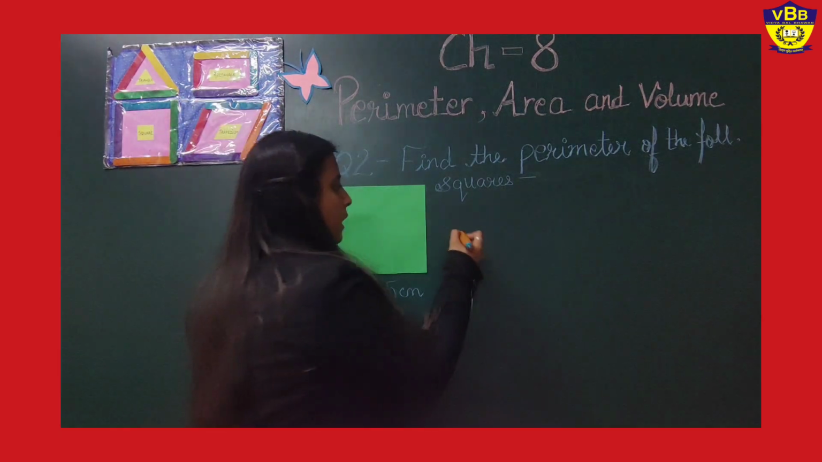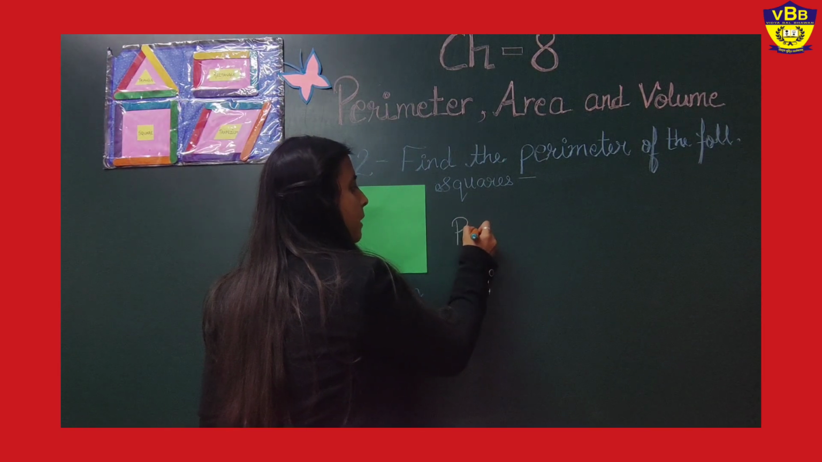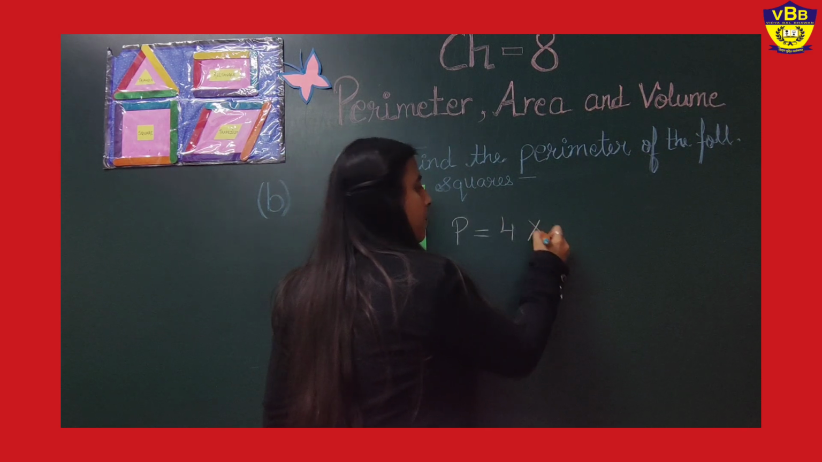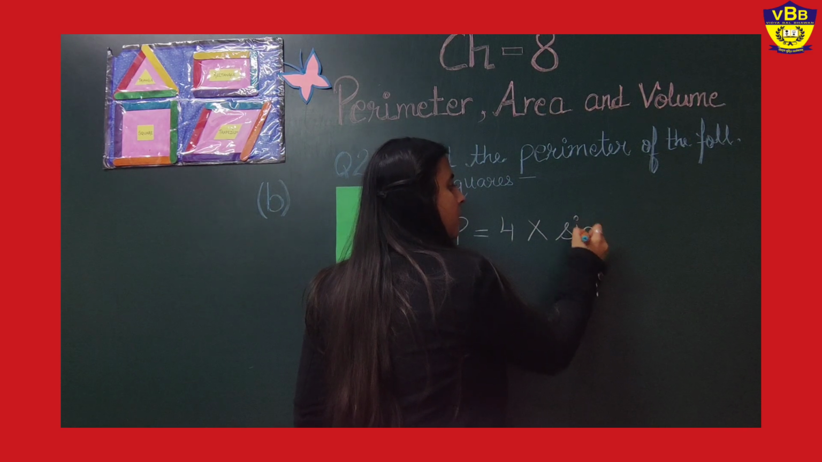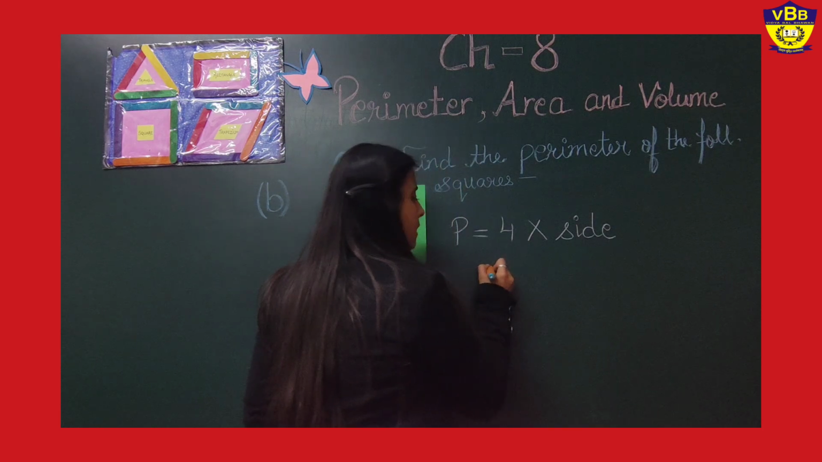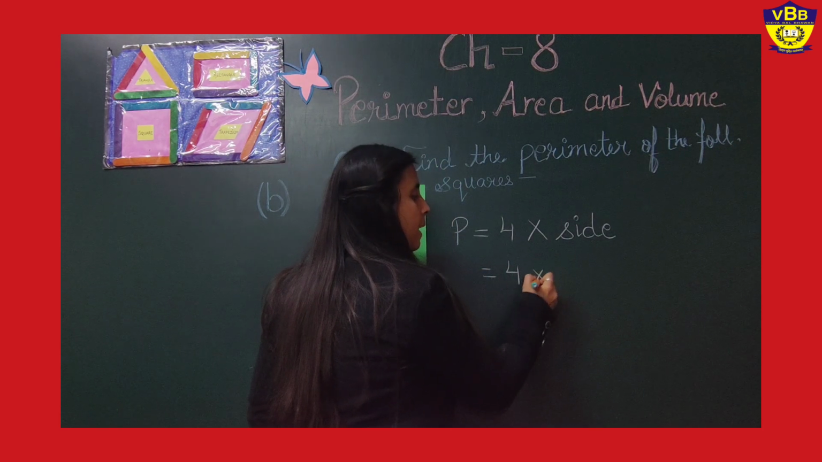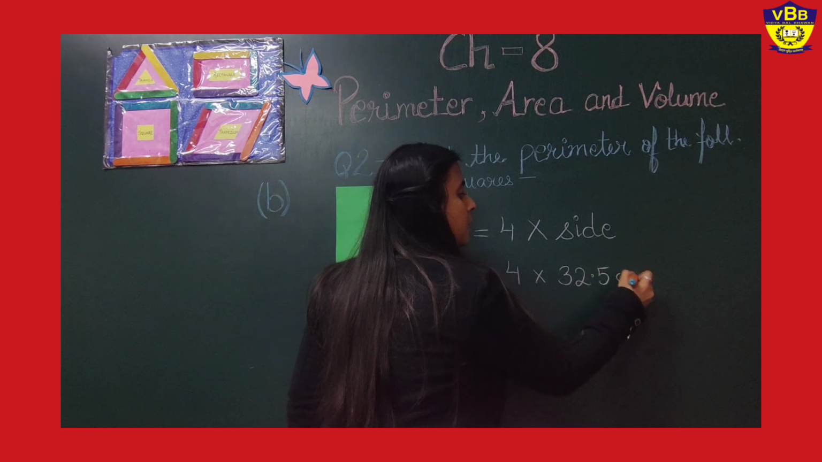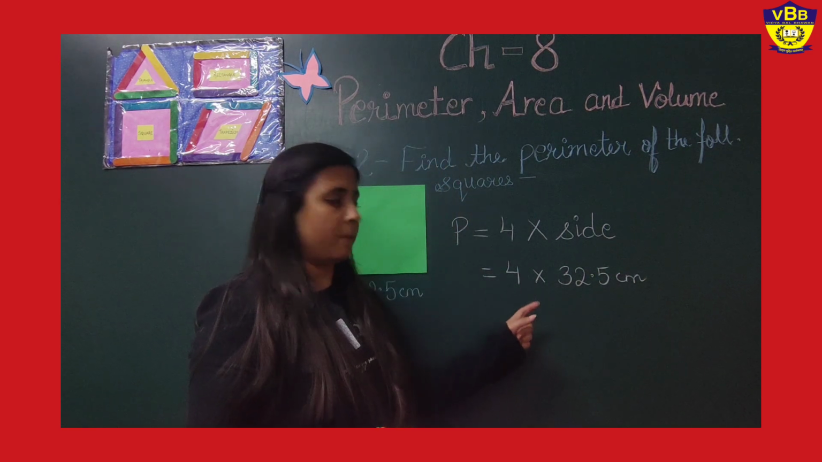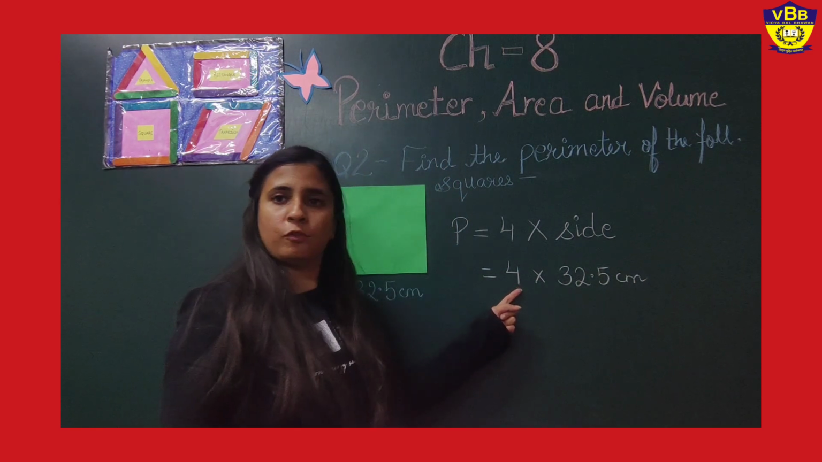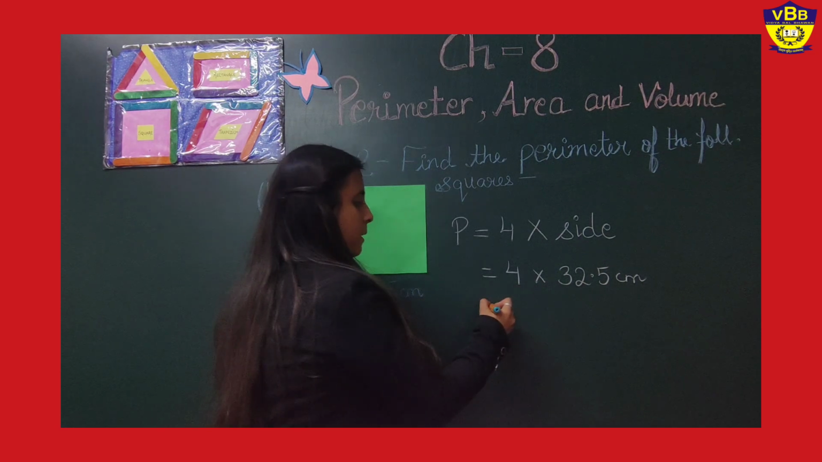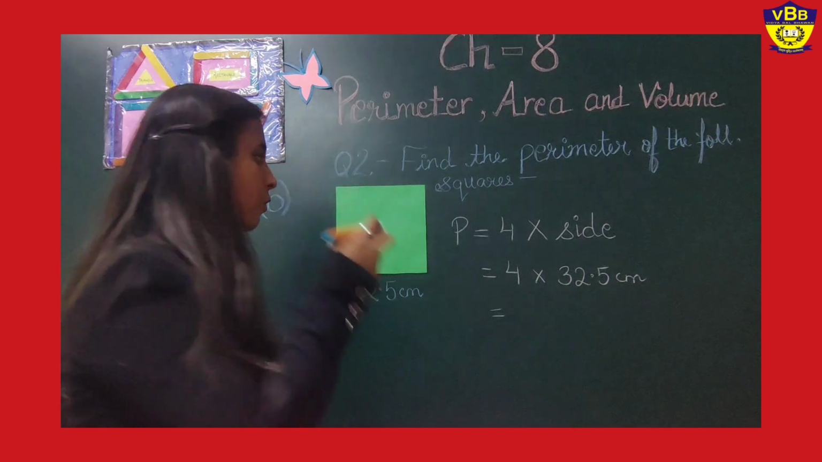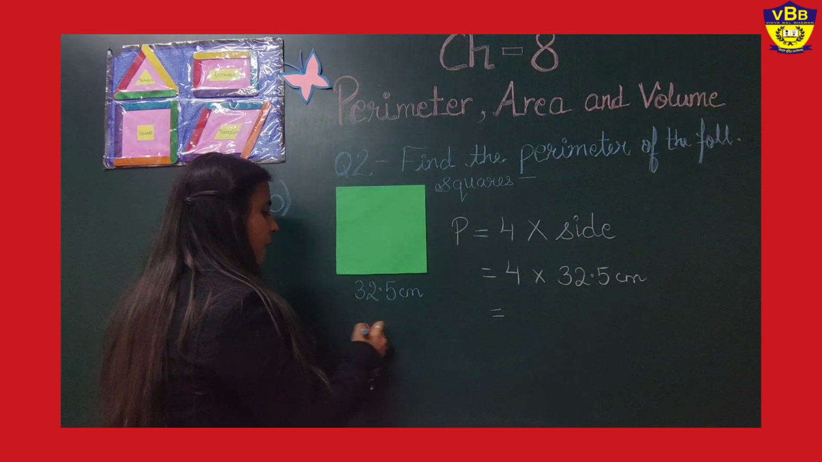And just now we found the formula for perimeter of square, that is equal to 4 multiplied by the side. That means 4 multiplied by 32.5 centimeter. I will multiply 32.5 with 4 and I will get the perimeter of this square. Okay, and we all know how to multiply in decimals.